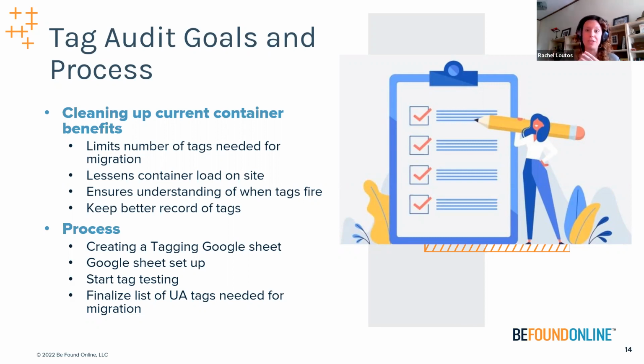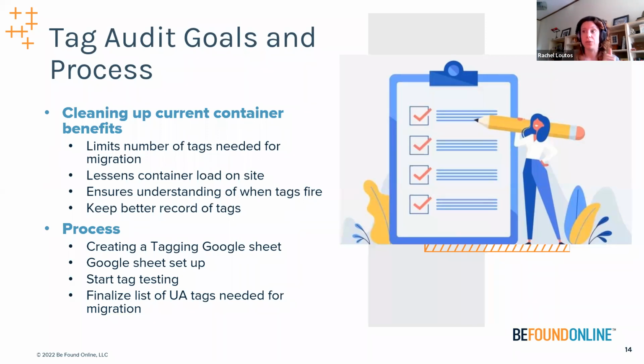But further than that, we also want to make sure that we know why a tag is firing. We want to know specifically where and what is being measured when we see that tag in GA. And then we're going to keep a better record of our tags in the future. So we're going to go through a quick audit process.